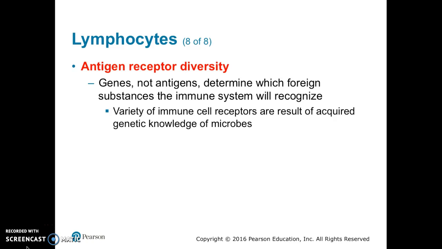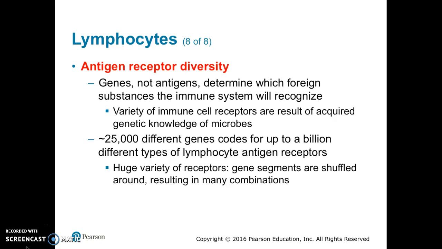Genes, not antigens, determine which foreign substances the immune system recognizes. The variety of immune cell receptors is a result of acquired genetic knowledge of microbes. There are approximately 25,000 different gene codes for up to 1 billion different types of lymphocyte antigen receptors. To illustrate that exposure matters, we now know that small children exposed to dirt and the outdoors have better outcomes than those kept in an antibacterial environment by protective parents.